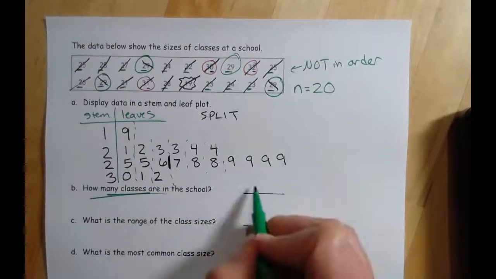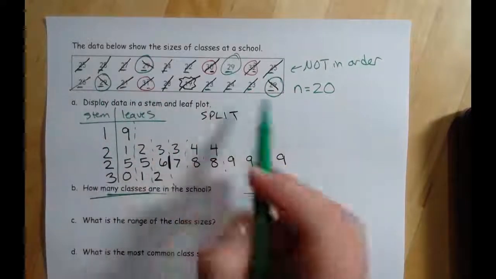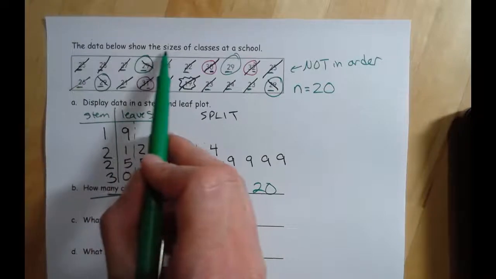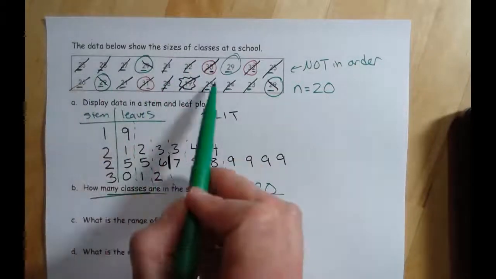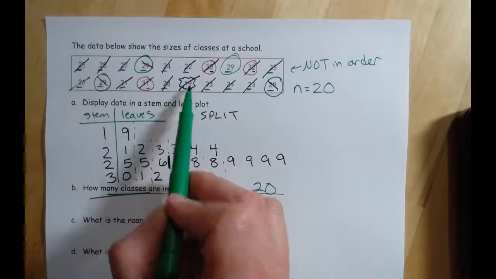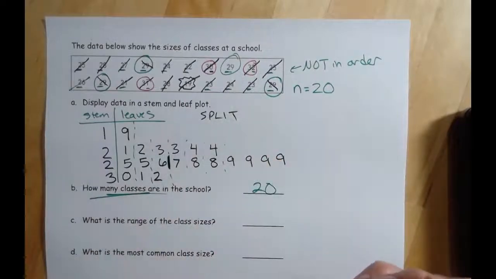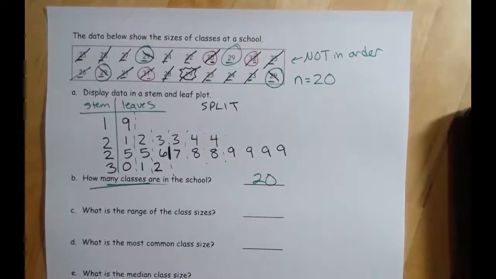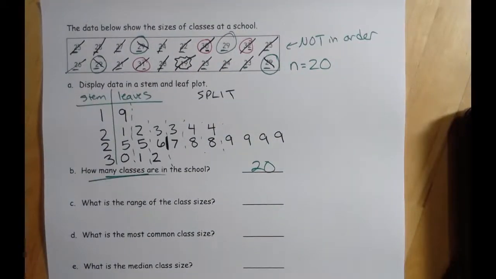There are 20 classes in the school. There's 20 data points here. Remember, each of these data points is the size of each class. So this class only has 19 kids. That's nice. This class has 32 kids. That's pretty big. Our class is much smaller than that. Yay, Live Oak. Okay, and we're ready to go.